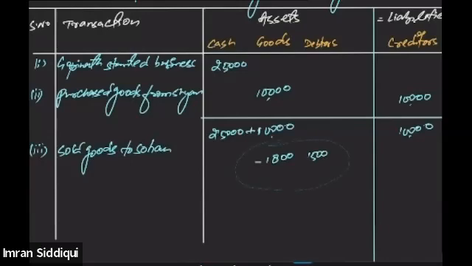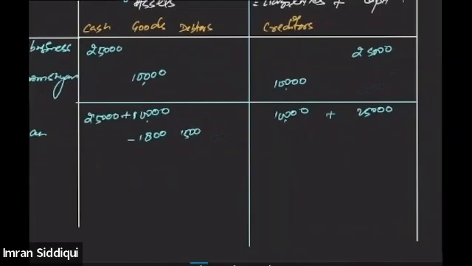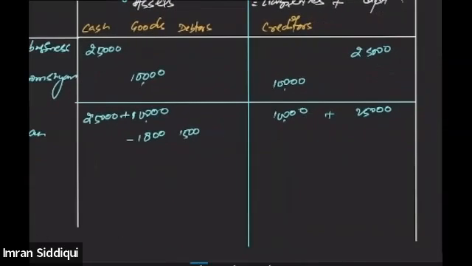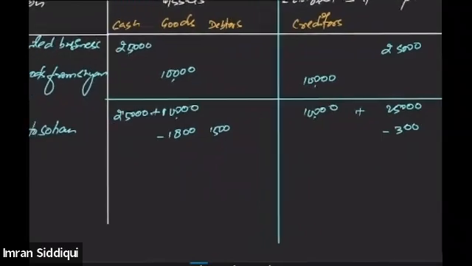Now, there is a loss. Goods costing 1,800 have been sold at 1,500, so there is a loss of 300. That loss will affect what? Tell me. Capital. Yes, it will affect the capital. So the amount of capital will be reduced by 300. Got it? Now we'll make a new equation.